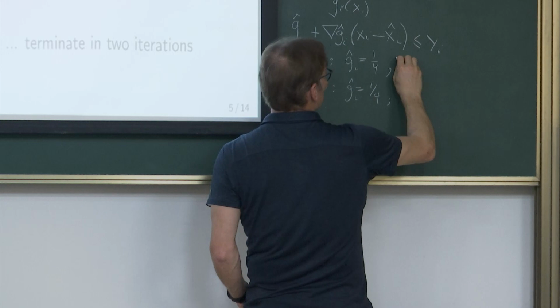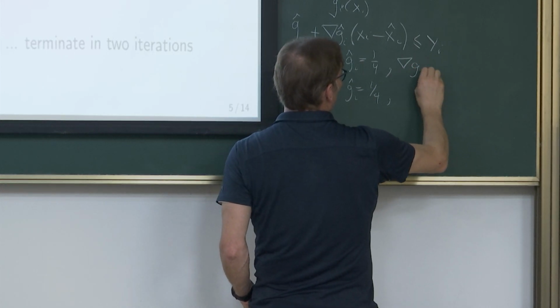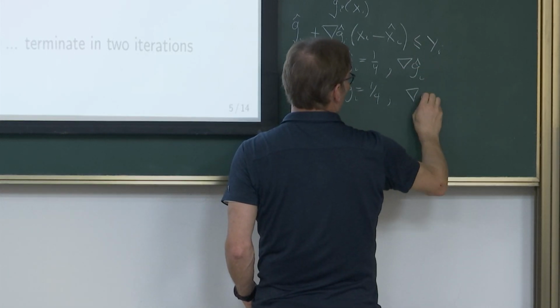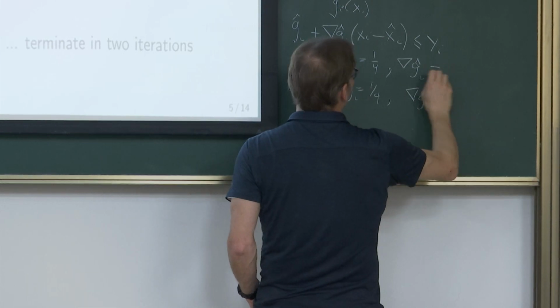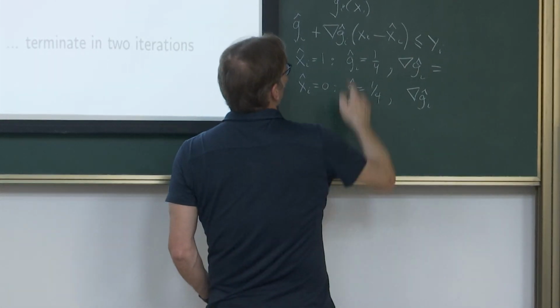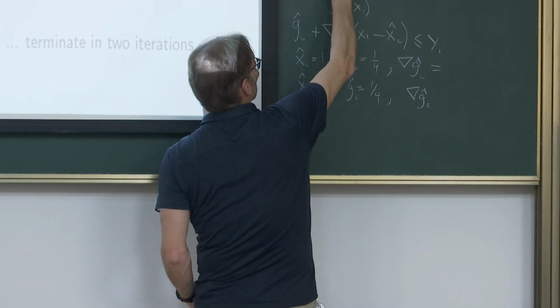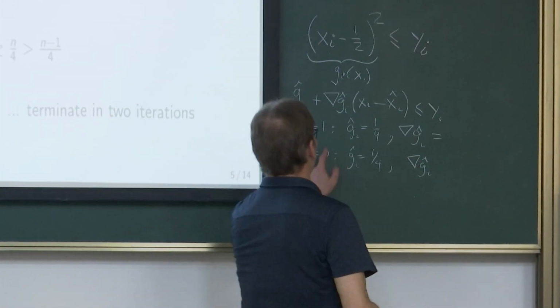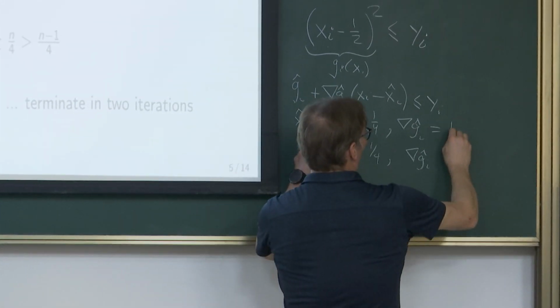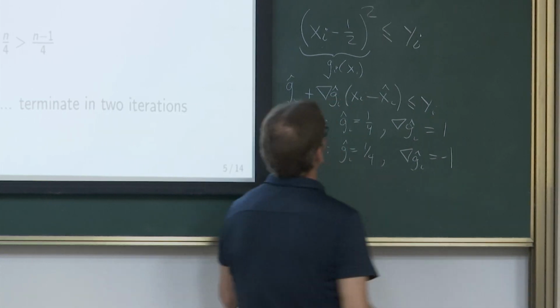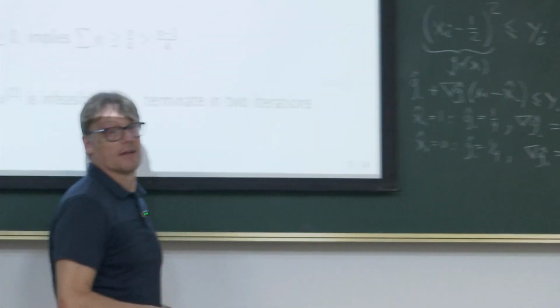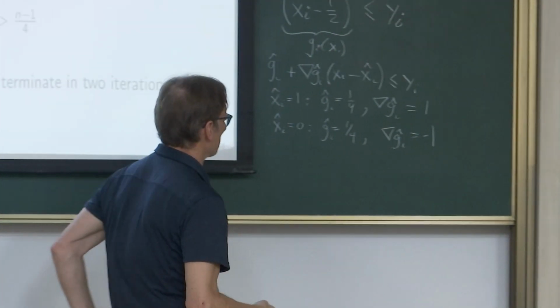And the gradient of g_i at this point is 2 times x_i minus a half. So that'll be 1 in the first case and minus 1 in the second case, I believe. You can check that real quick, make sure that's correct.